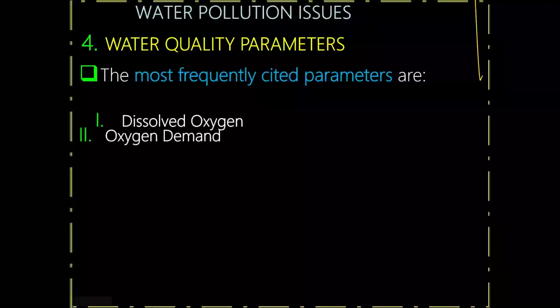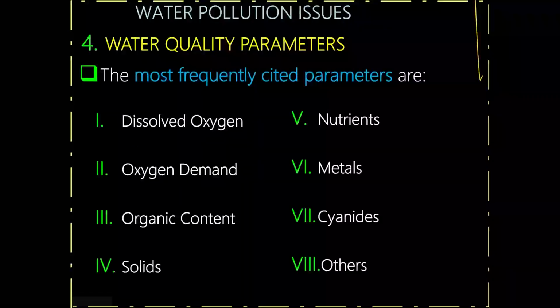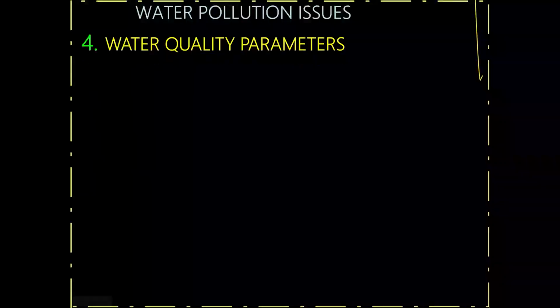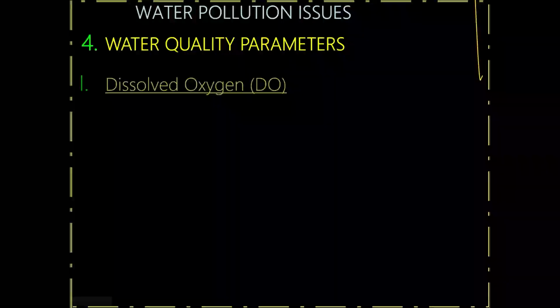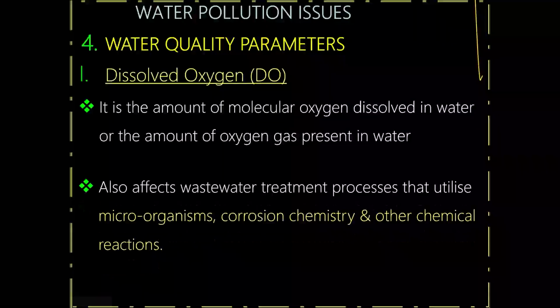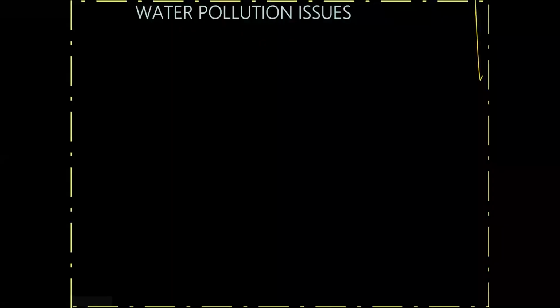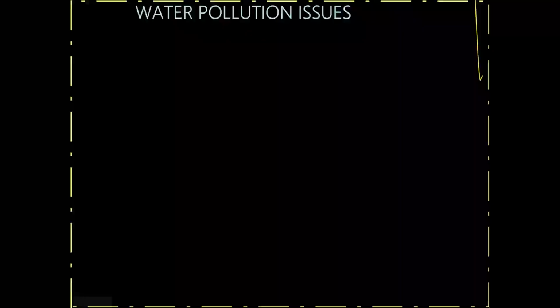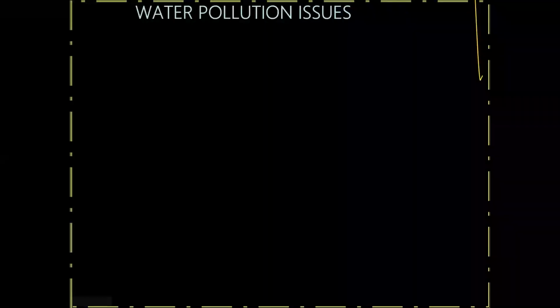So these are the most frequently cited parameters. We have dissolved oxygen, oxygen demand, organic content, solids, nutrients, metals, cyanide, and others. These are the parameters. And from the lab technician, you have done all this. So what I will do is that I will still send you this slide, this particular one, though it's in your lecture notes, unless you don't want it, but I can still send this particular part concerning the parameters to you, then you look at it.